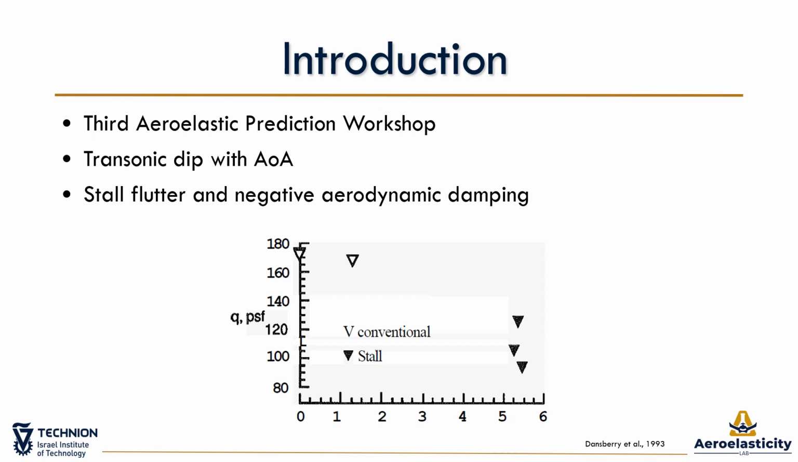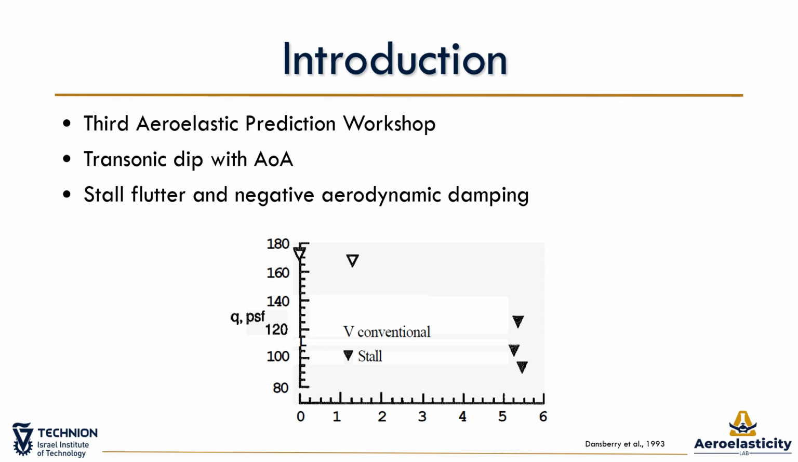In the experimental work of Dansberry and others on the BSCW, the flutter onset dynamic pressure sharply decreased as the angle of attack was increased, as you can see in the figure. It was also noted that the flutter mechanism changes from 2 degrees of freedom heave-pitch flutter to a stall flutter dominated by the pitch frequency. Stall flutter is caused by negative aerodynamic damping due to stall in parts of the aeroelastic motion.